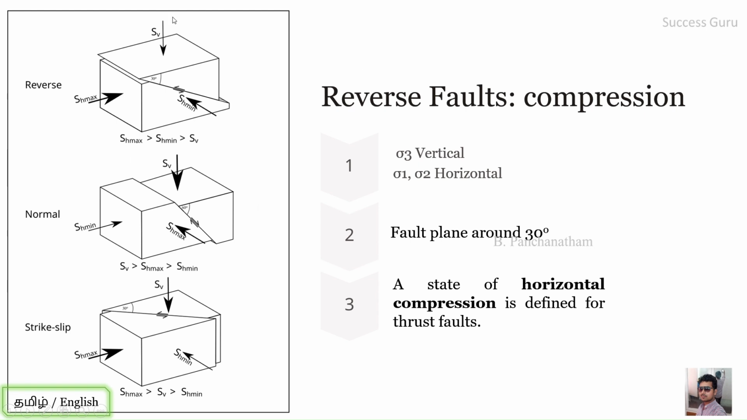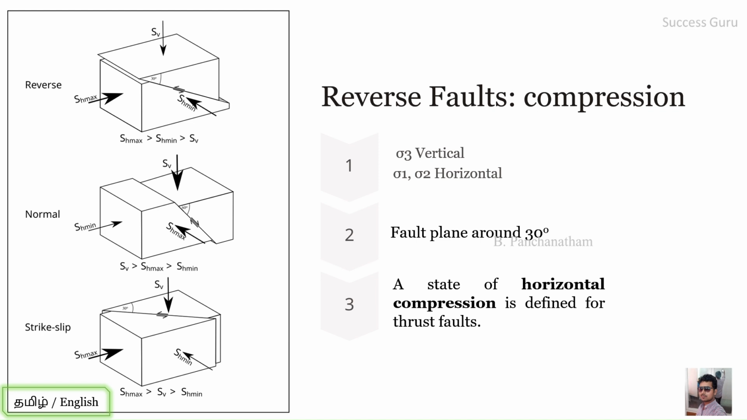As I said earlier, sigma 1 is the maximum stress direction and sigma 3 is the direction that is parallel to the direction of displacement. In this case, the hanging wall moves up, so it is a reverse fault, right? Sigma 1 is horizontal and sigma 3 is vertical. Here the fault plane is somewhere near 30-degree inclination. This is what Anderson's theory of faulting explains.